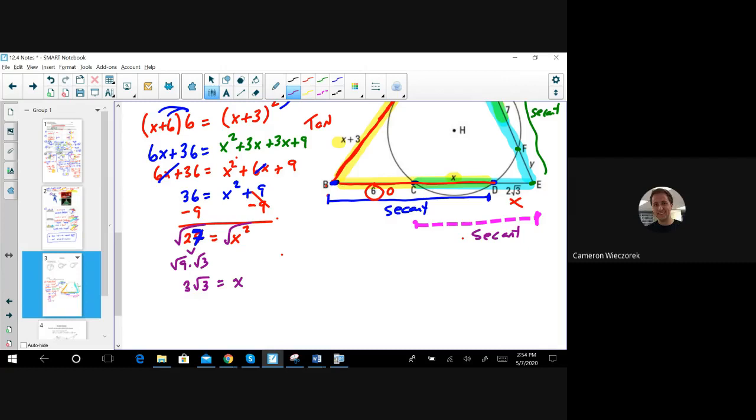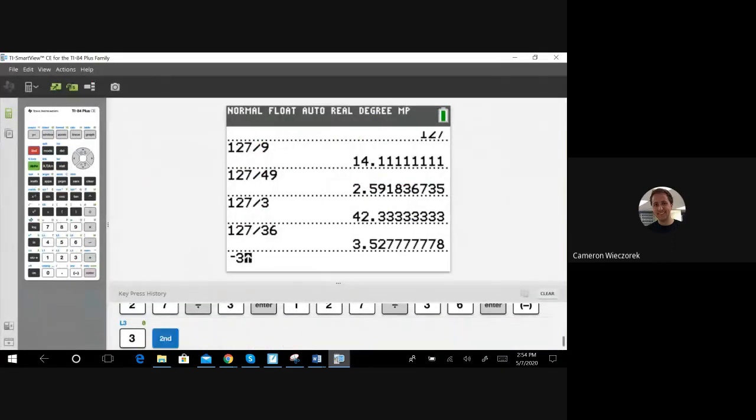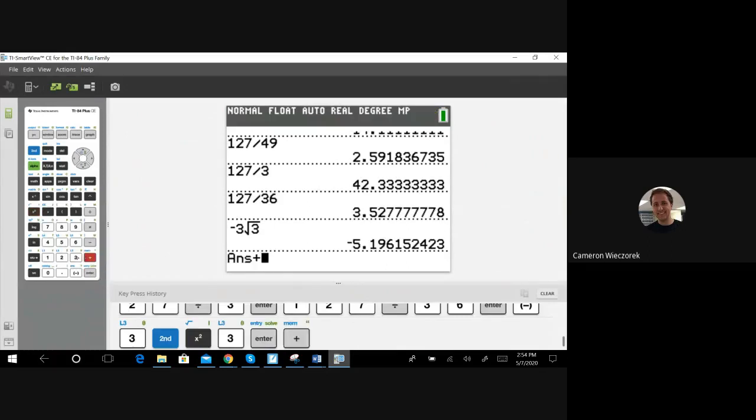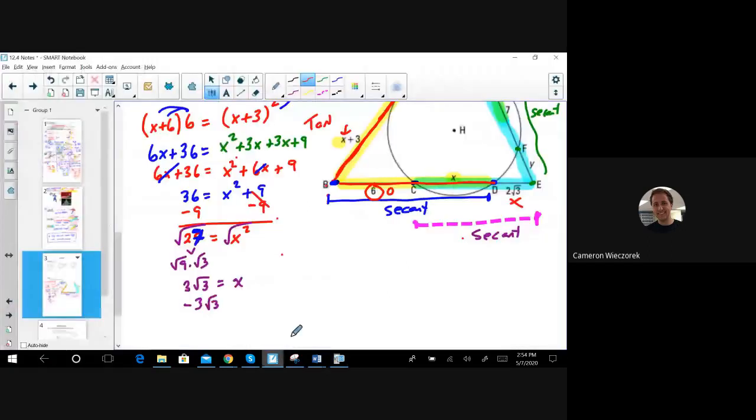Okay. And obviously you would also get negative 3 rad 3 since you took a square root of both sides, but that doesn't make sense because if you plug in negative 3 rad 3 here and you add 3, it's going to be a negative result, right? Try it. Negative 3 rad 3 plus 3 is negative 2.1. That doesn't make sense for that tangent segment to be negative 2.1 units long. So I cross this one out. I know x is equal to 3 rad 3.